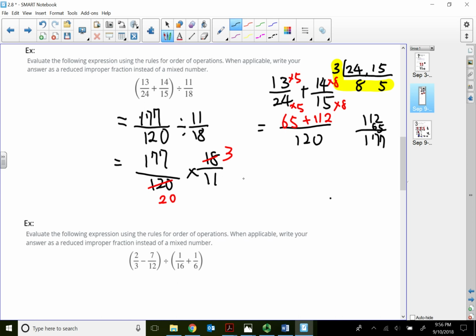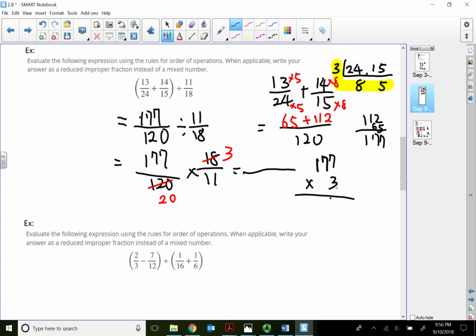It's going to be a big old number right here. So 177 times 3. Darn it. Wish I could use the 11 to reduce. It's not happening. 177 times 3. All right, let's see what that turned out to be.